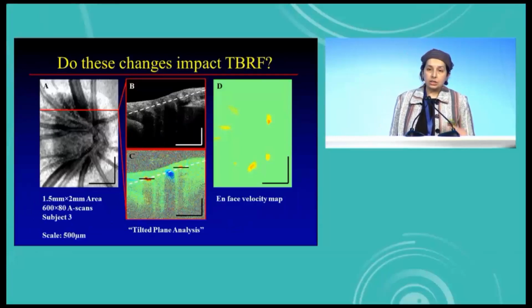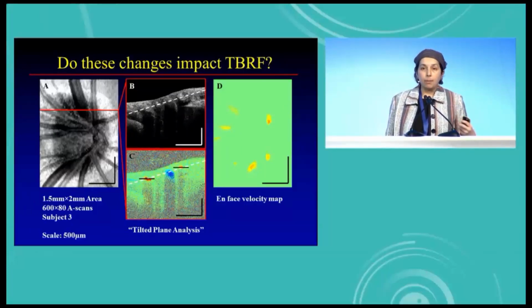Now, do these changes that you see, the slowing of flow and this capillary dropout, also manifest at a macro level? Does it affect total retinal blood flow?